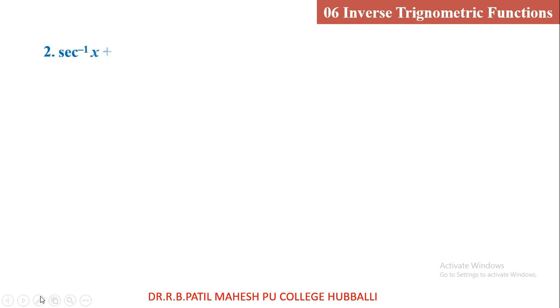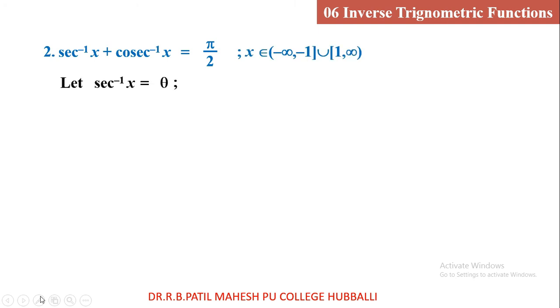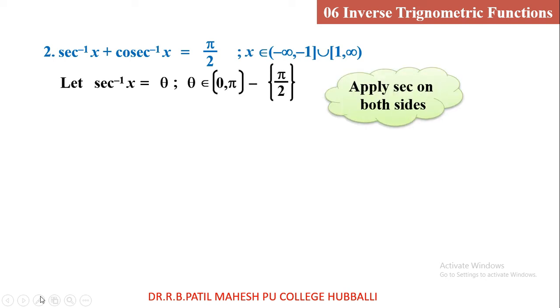Second one, sec inverse x plus cosec inverse x equal to pi by 2. x belongs to the domain of sec inverse and cosec inverse. Let me take sec inverse x as theta. Theta lies in this range because of the range of sec inverse x. Apply sec on both sides, method number 1. So x is equal to sec theta.